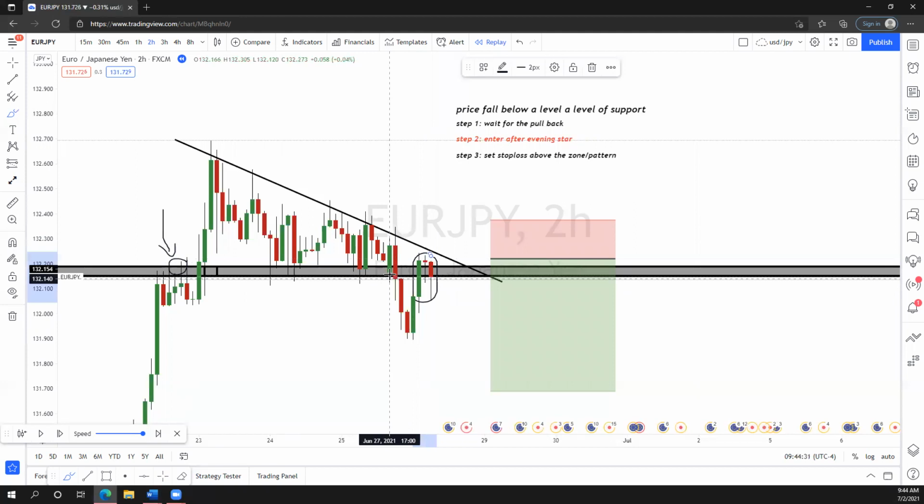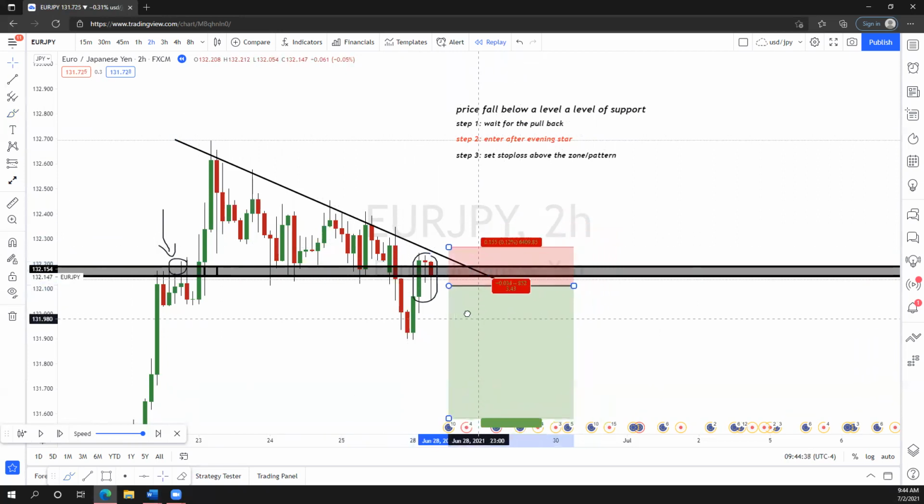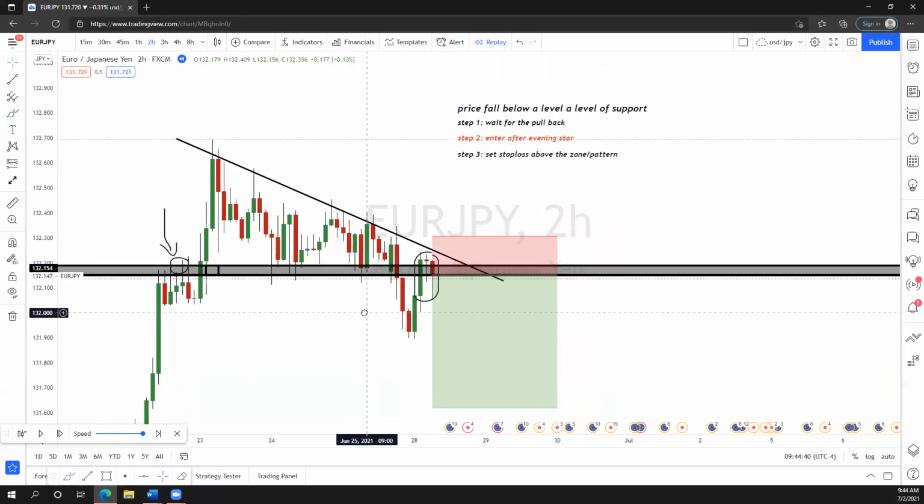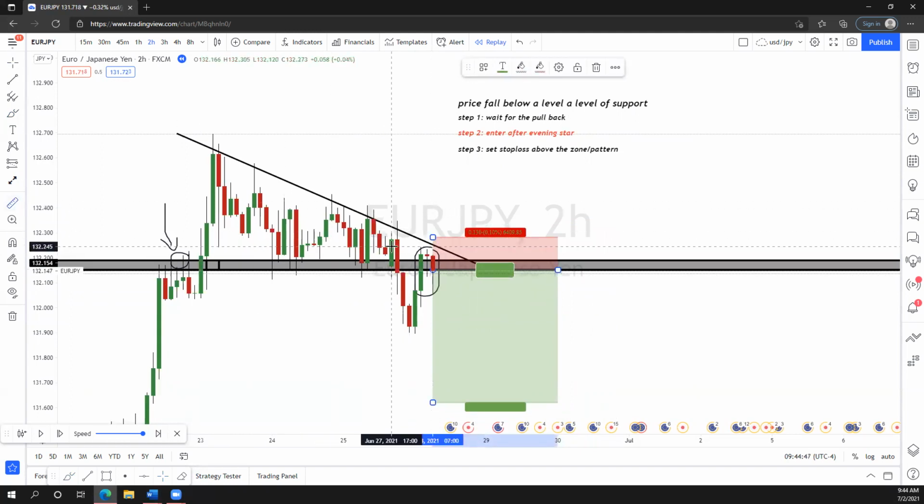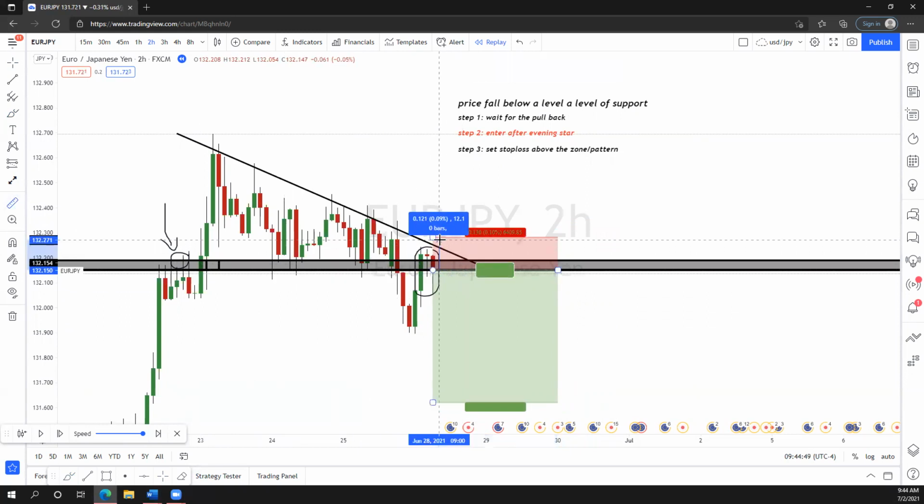Price action falls below this level, pulls back to the same level. You're looking for that confirmation, that evening star. You're entering just like that. You're having that stop loss above the level or above the pattern. And you can always measure, right? If we enter here to here, it's like 12 or so pips. It's not a lot of pips by far. It's only 12 or so.